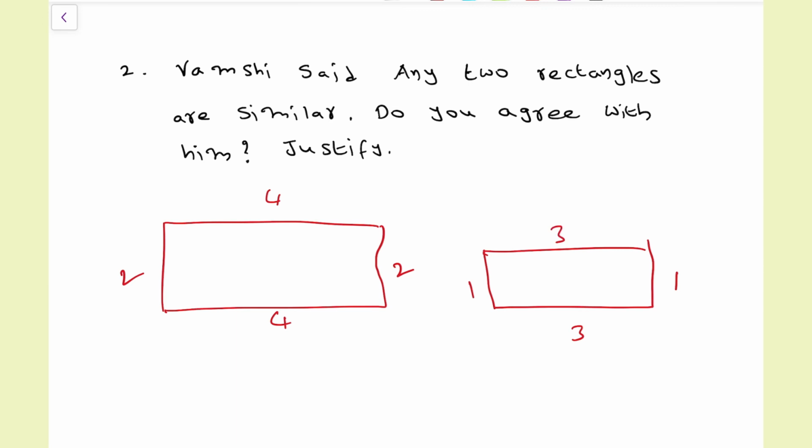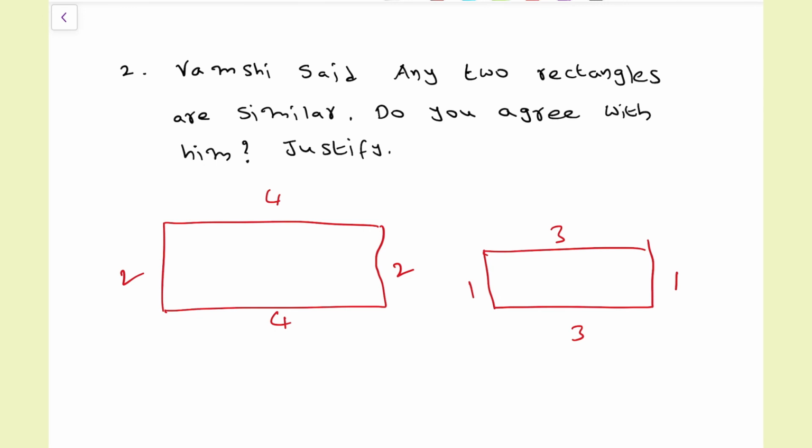Now, to check the similarity of any figure except triangles, you need to check two conditions compulsorily. Condition number 1, corresponding angles should be equal. Condition number 2, corresponding sides ratio should be equal. If these two conditions are satisfied, then only we can say that those two figures are similar to each other. In case of triangles, out of these two conditions, one is enough.